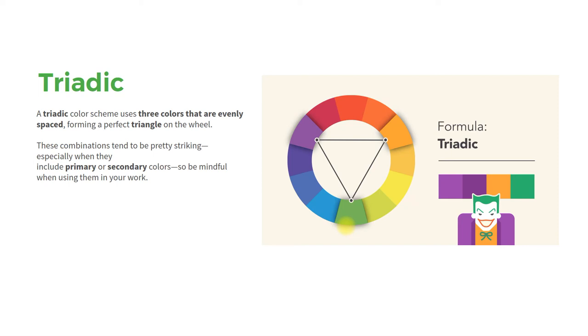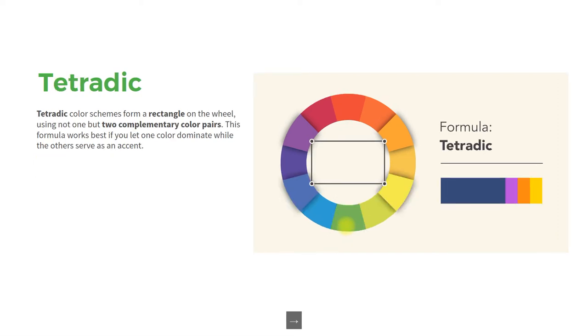Select one as your main color, select another as your secondary, and the last one will just be a hint of color. Do you understand? That's a trick for balancing color. So that's the triadic color formula.